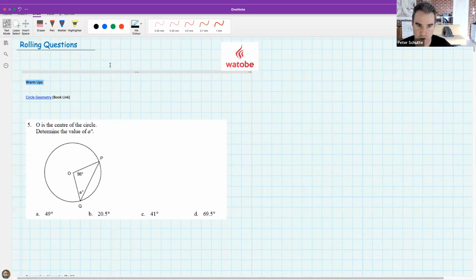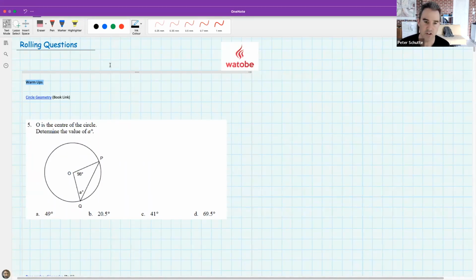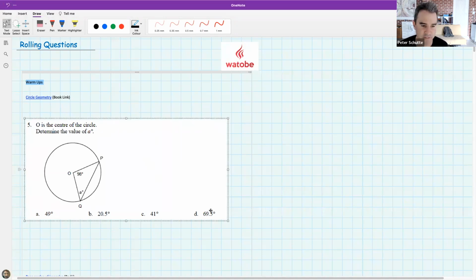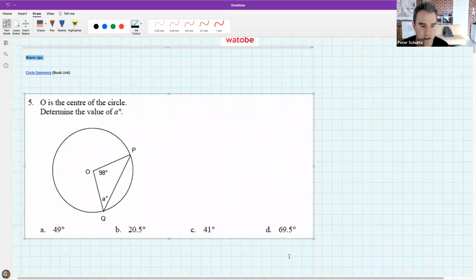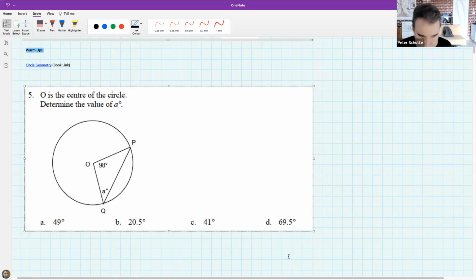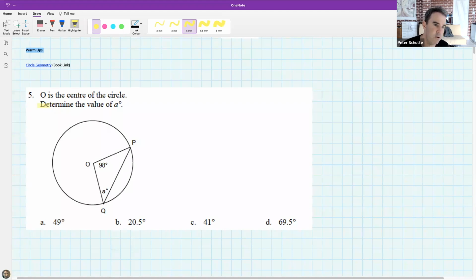So what we're going to do today is the topic is circle geometry, or Euclidean geometry of circles. And today is really about warming up and just getting familiar with some of the stuff that goes with circle geometry. So here is question number 1. I'm giving you a circle, and the circle has some shapes inside of it, and it has some angles inside of it. And I want you to try and work out the value of A. So it says here, determine the value of A.